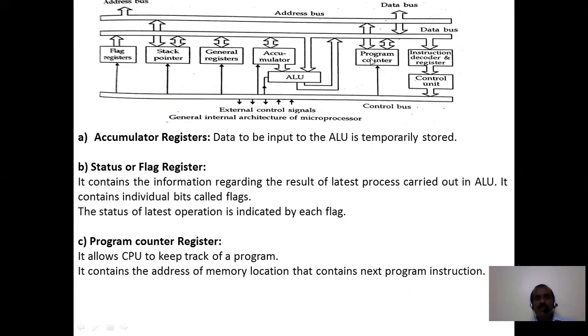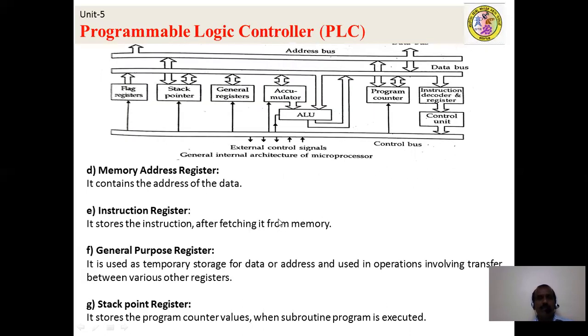Program counter register. It allows the CPU to keep track of a program. It contains the address of the memory location that contains the next program instruction. Memory address register. The memory address register contains the address of the data. Instruction register. It stores the instructions after fetching them from the memory.